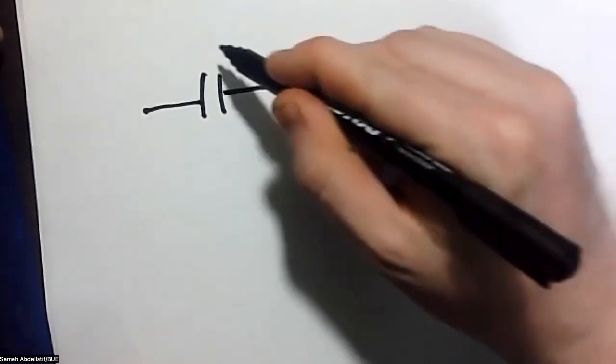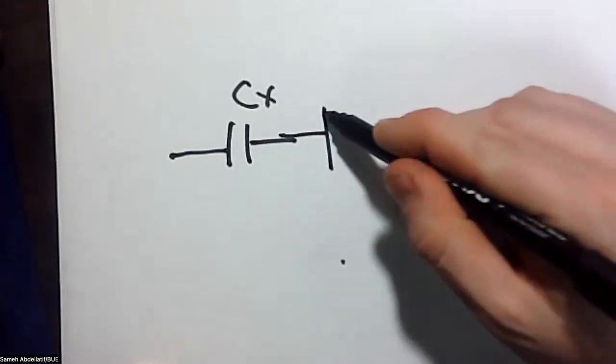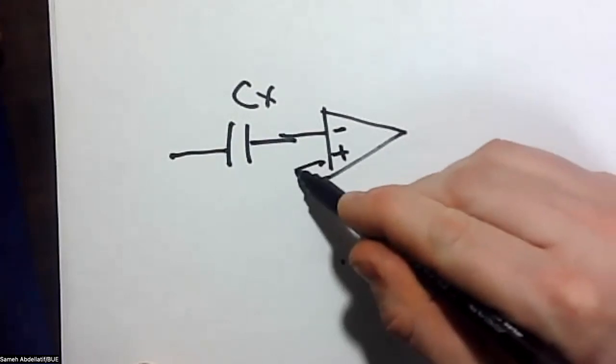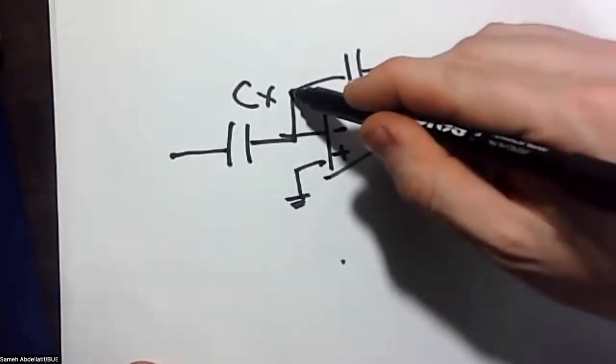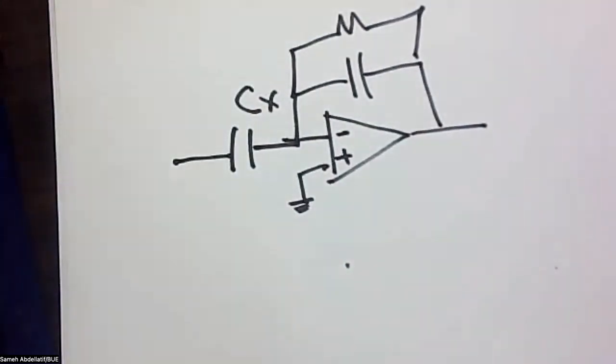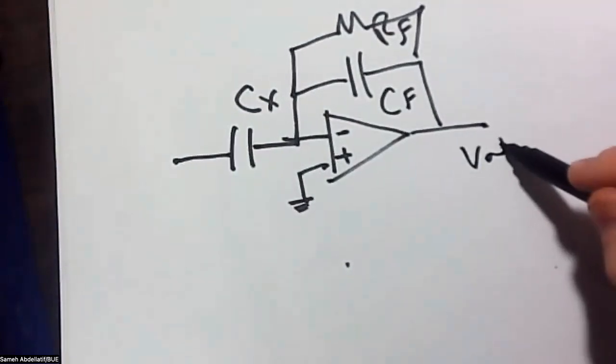Okay, so as we see together, we have here an input voltage applied to a capacitance, which is CX. And then we have our input operational amplifier. This is the negative, and this is the positive, and this is connected to ground. And then we have this feedback capacitance and feedback resistance. So this is the first stage. This is CF, and this is RF. And this is the output of the first stage.